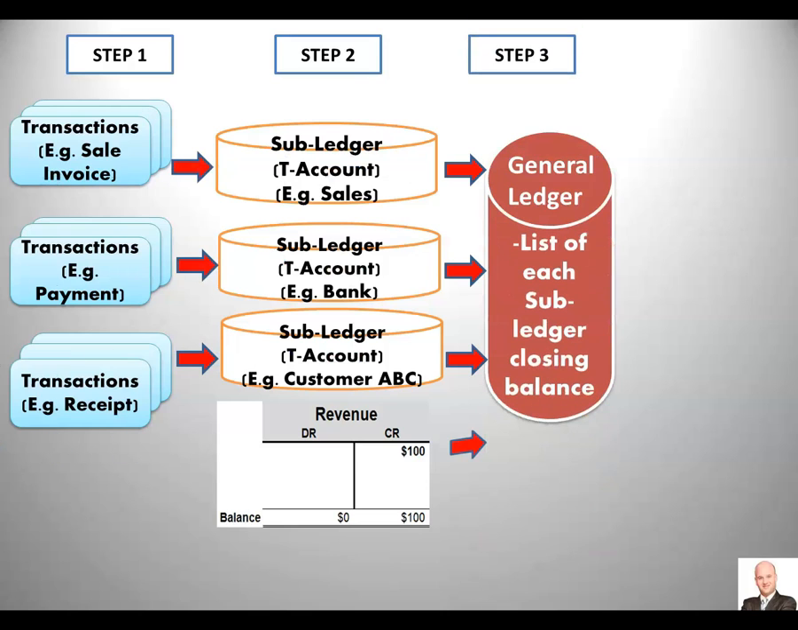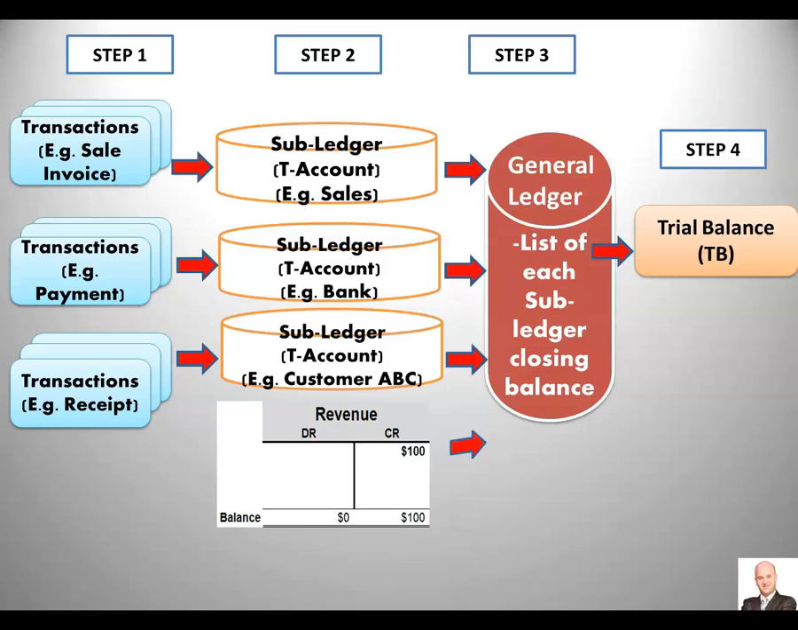Step 3 is about pulling out all the closing balance of each sub-ledger and putting them in a list. So we will have the closing balance of customer ABC, from bank, for sales, and so on. And we will put them in a list, which is called general ledger. So the general ledger will only show the closing balance, whereas the sub-ledger here, the T accounts, will show each individual transaction. Then we moved to step 4, which is about building a trial balance.